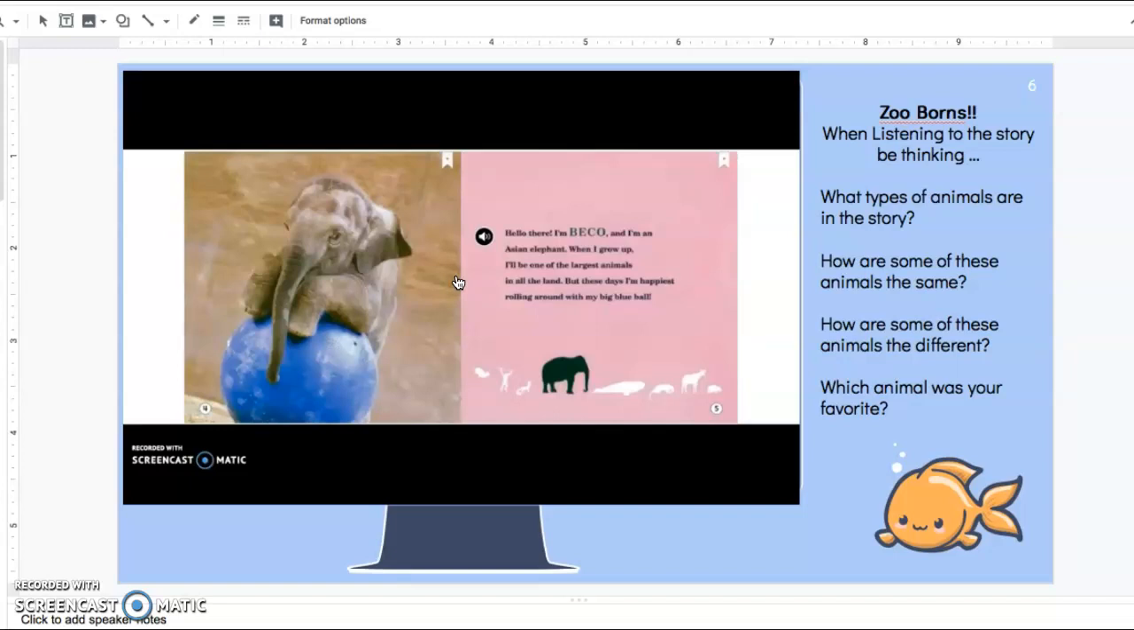Here's our first animal. Hello there. I'm Becco, and I'm an Asian elephant. When I grow up, I'll be one of the largest animals in all the land. But these days, I'm happiest rolling around with my big blue ball.